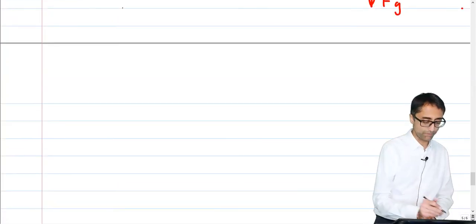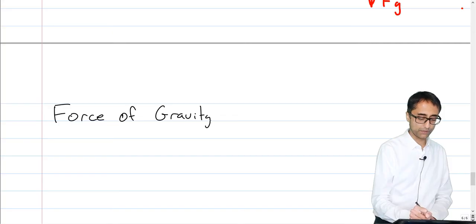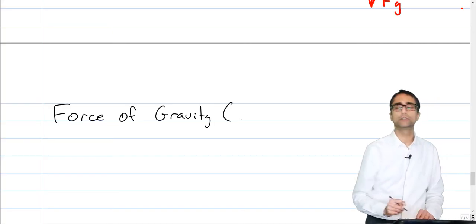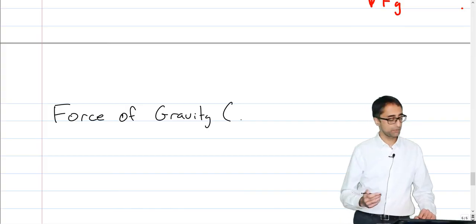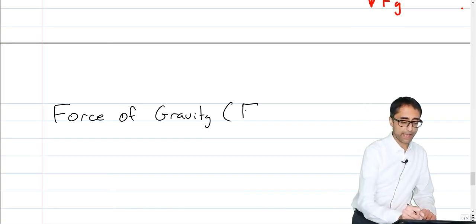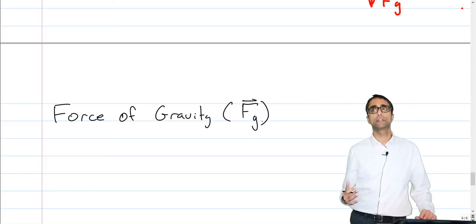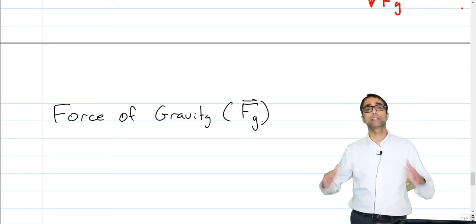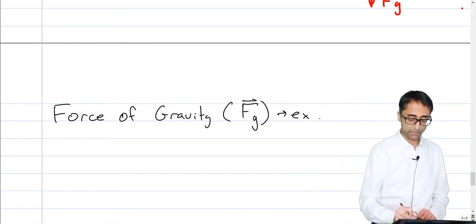So let's start with the force of gravity. Force of gravity is a super important force here on the surface of the Earth. It exists all over the universe, but the force of gravity that we're going to talk about, Fg, that is capital F sub g, is the force of gravity due to the Earth near the Earth's surface. So this is going to be experienced by all objects.